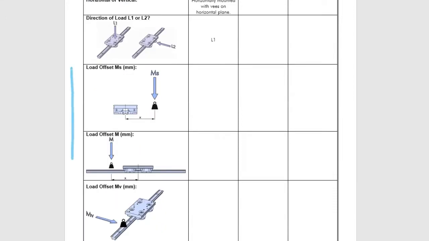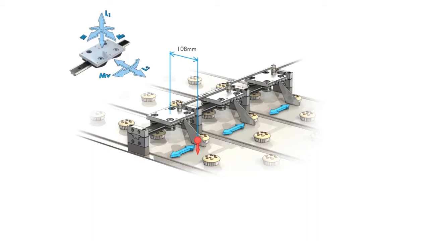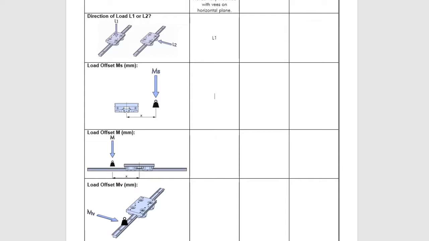The next 3 items on the datasheet look at the different moment loads that might act on our products. In these instances, you need to indicate where the centre of mass of the load is in relation to the slide and where any other forces are acting. In our conveyor application, the centre of mass of the paddle is 108 mm from the centre of the carriage. This offset applies an Ms moment on the carriage, so the Ms offset is 108 mm.